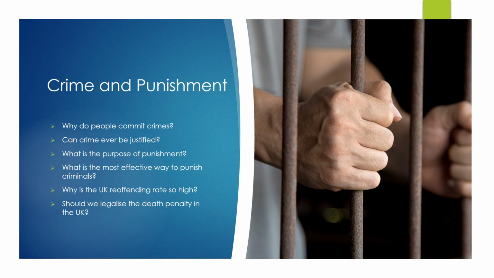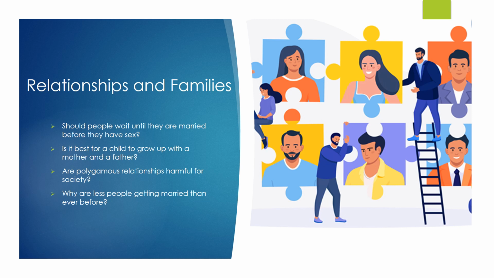And then we turn our attention to the ethical conundrum of the death penalty, and we consider if the death penalty should be legalised again in the UK, and whether bringing back the death penalty would reduce rates of crime in our society. Finally, children at the end of year 11 will learn about relationships and families, and again, this is an ethical look at these two things.